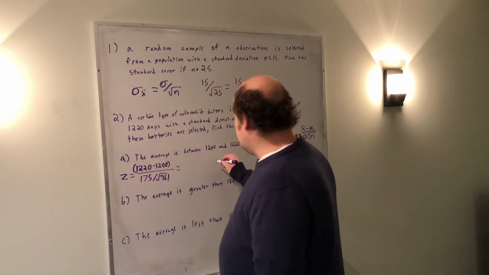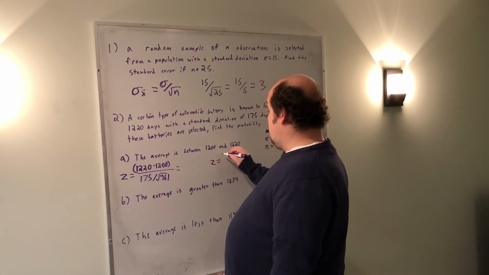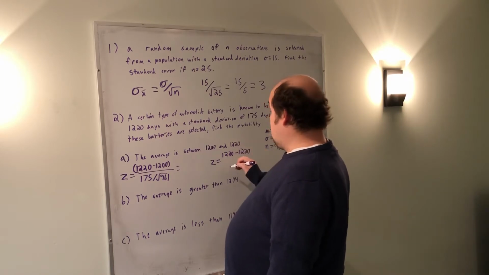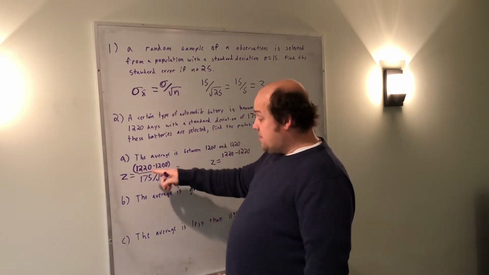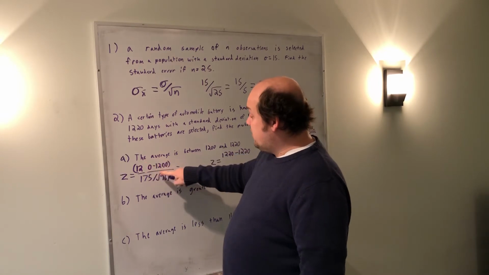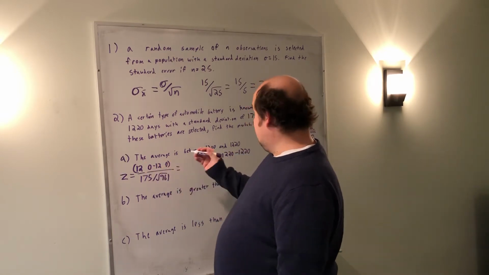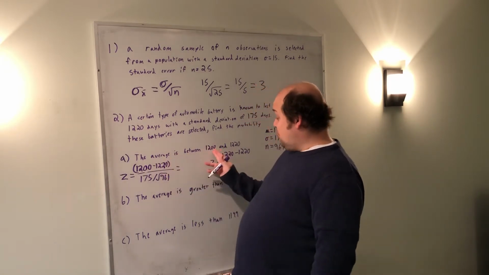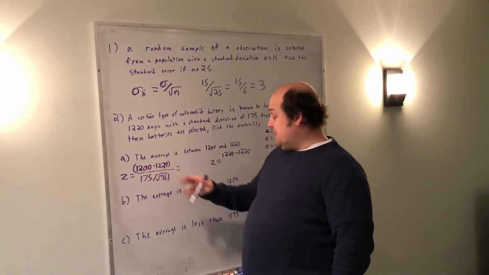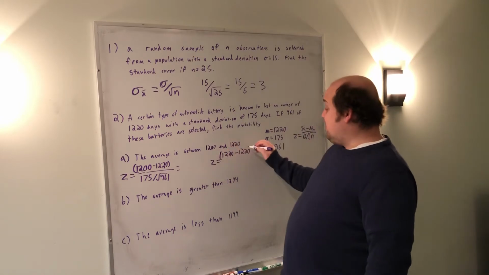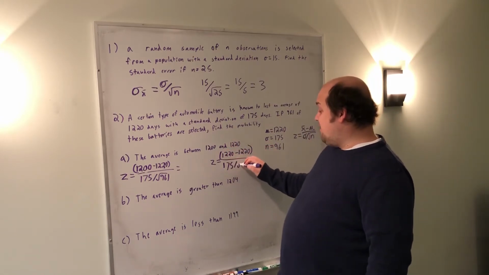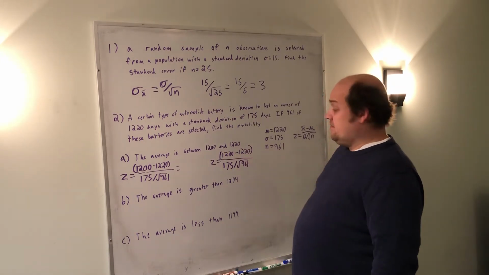The second one is z equals 1220 minus 1220. I'm sorry, I messed this up. This really should have been 1200 first, 1220 second. That's definitely an important distinction. Make sure you're doing the x bar value minus the mean. So this second one is 1220 minus 1220 over 175 divided by the root of 961.